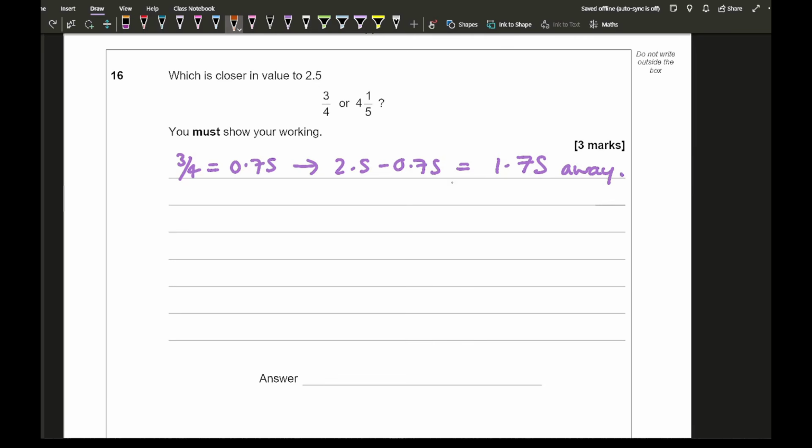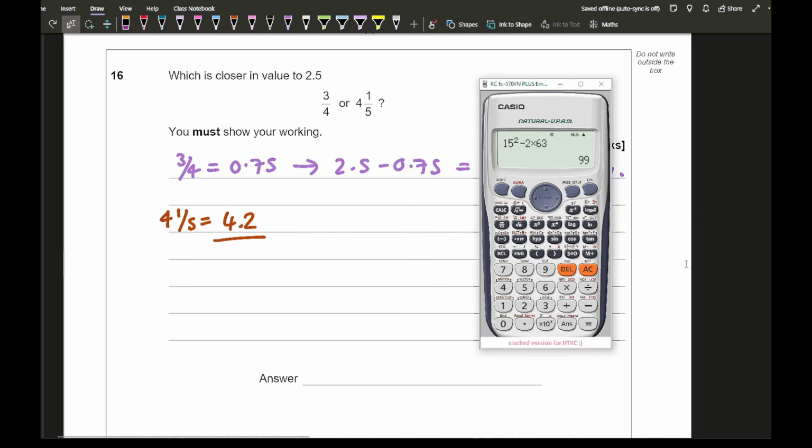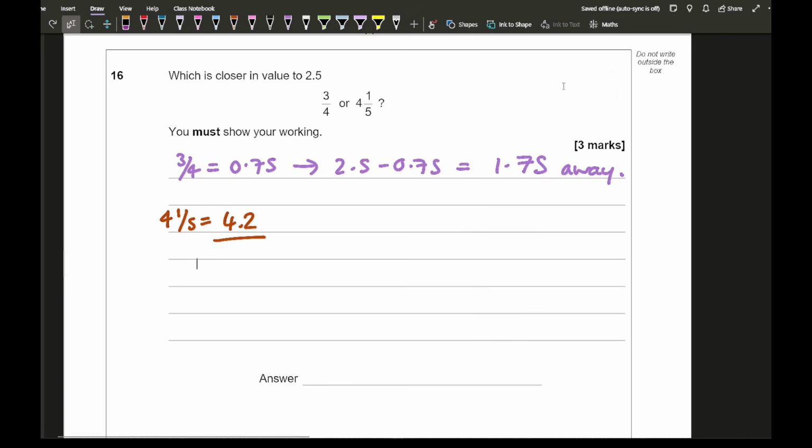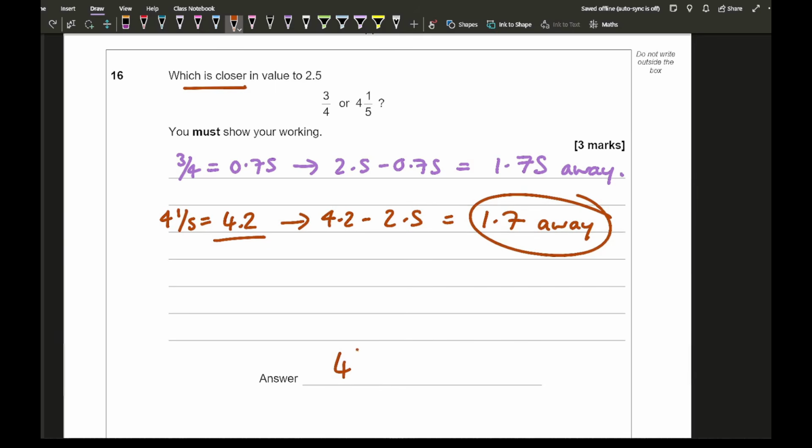Then if I do 4 1/5, 4 1/5 is 4.2. And again, if you're not sure, I could just type that into my calculator. So press shift and then that, and then 4 1/5, press equals, press the SD button, and it gives me 4.2. So 4.2 minus 2.5, that's going to give me an answer of 1.7. And the question's asking which is closer. Well, it's going to be 4 1/5.